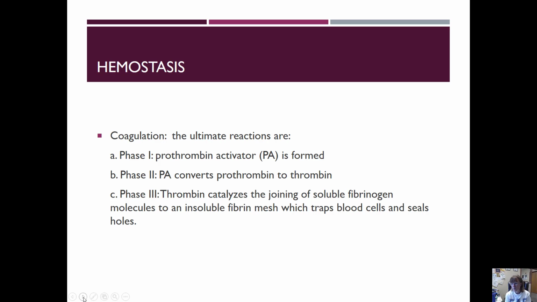And then thrombin, once it's activated, will catalyze the change of soluble fibrinogen into an insoluble fibrin, which will then allow a mesh to be formed, which will trap red blood cells and seal up the holes in the endothelium.